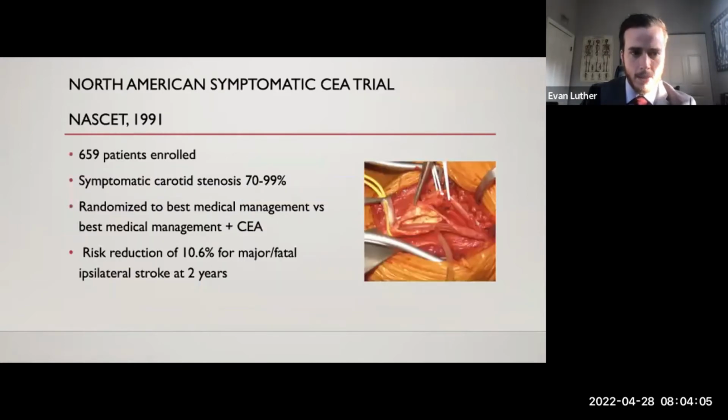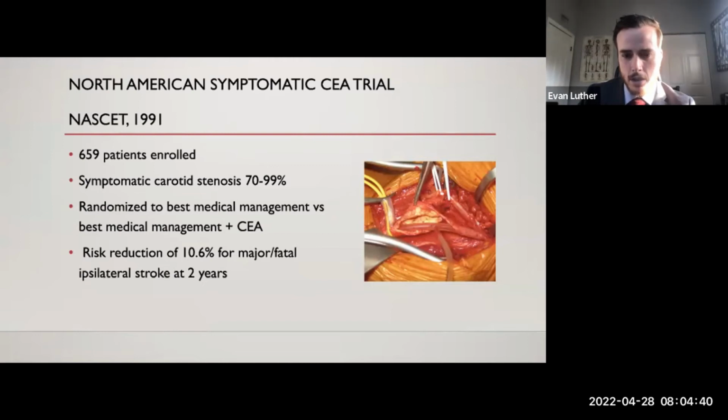The first being the NASCET trial, the North American Symptomatic Carotid Endarterectomy Trial. As I'm sure many of you have heard before, they enrolled about 660 patients, and these patients had to have symptomatic carotid stenosis of greater than 70%. And they had to have some flow, so that's why they listed up to 99%. They had to have even just what they call a string sign through the lesion. They were randomized again to best medical management versus best medical management and endarterectomy.